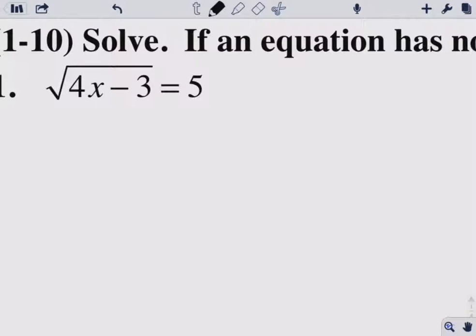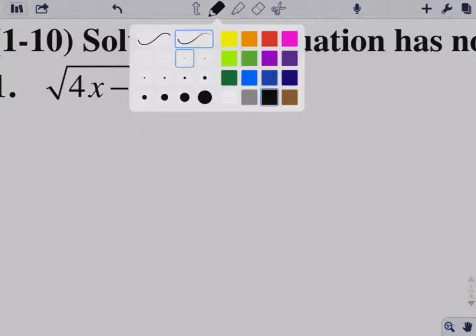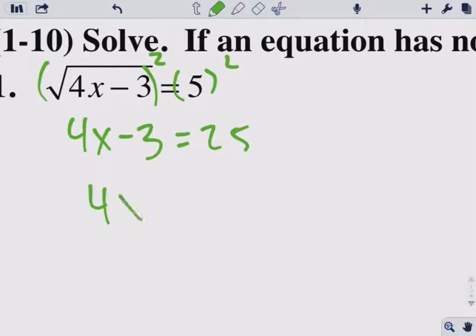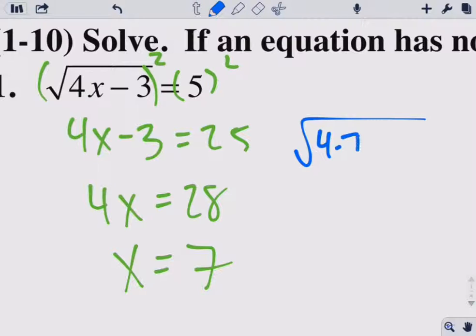We want to get rid of the square root. So we do that by squaring, and when we square we get 4x minus 3 is equal to 25. 4x is 28, x is equal to 7, and then if I check that, square root of 4 times 7 minus 3, that does work.